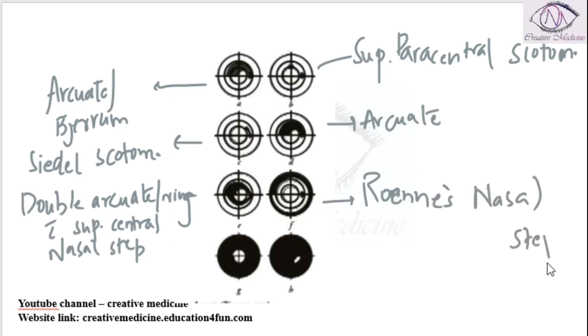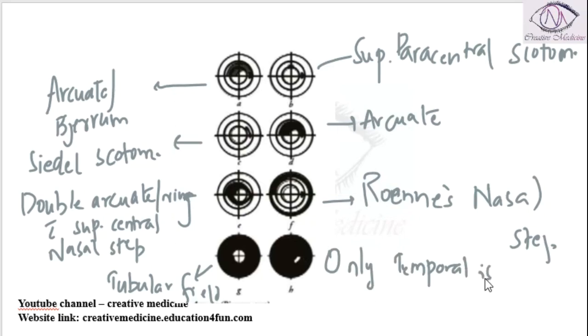Okay, so here most of the peripheral field is gone. So this is a tubular field which is present. And finally, even the central vision is impaired except for only the temporal island of vision. So there is only a temporal island of vision seen.